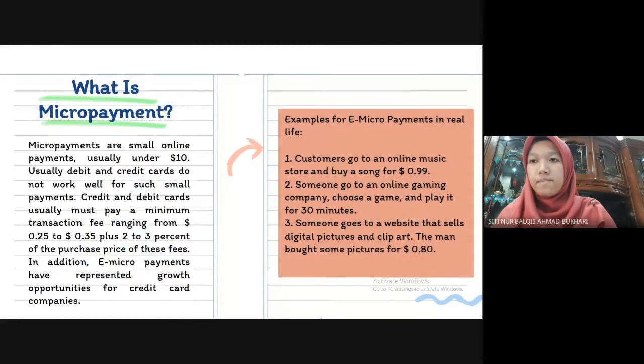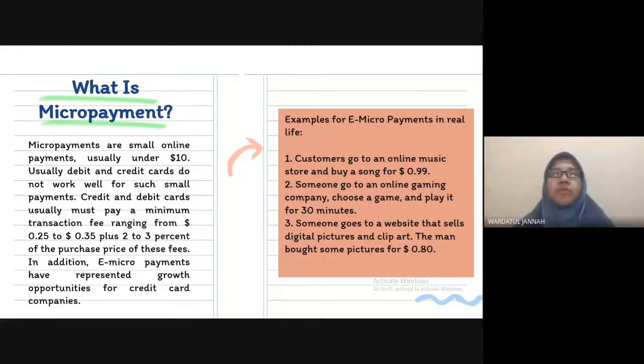Okay, what is micropayment? Micropayment is an electronic payment system that supports the transfer of money which is smaller than the minimum credit card under $10. Example of micropayment in real life: satu, online music, online gaming, and website that sell digital picture and clip art. Okay, next slide.